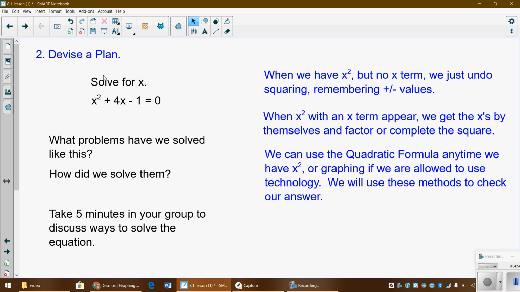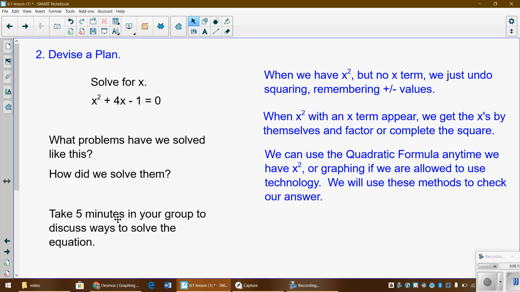So now we move on to devising a plan. So if we say we know what we're being asked to do, solve for x, which means get a value of x that makes this equation true. What problems have we solved like this? And how did we solve them? That's going to be the way that we develop this plan.